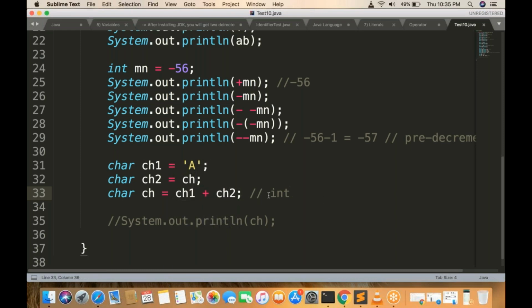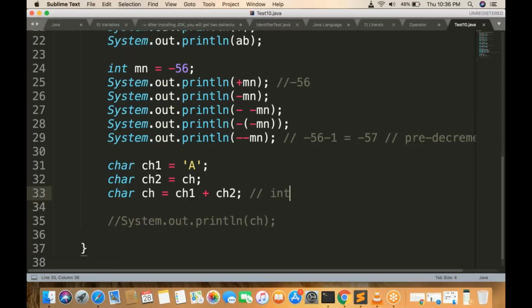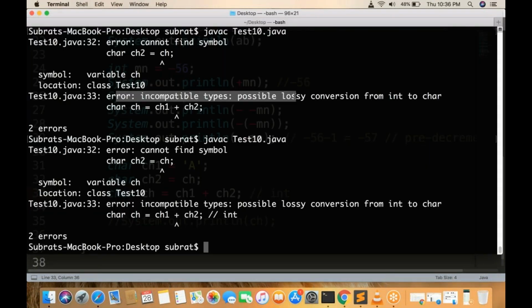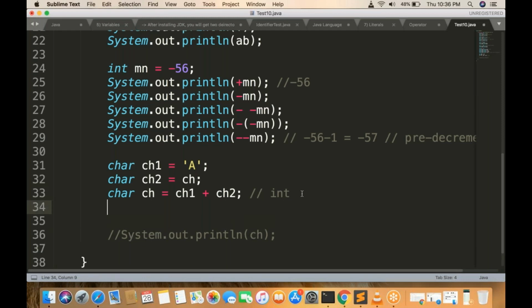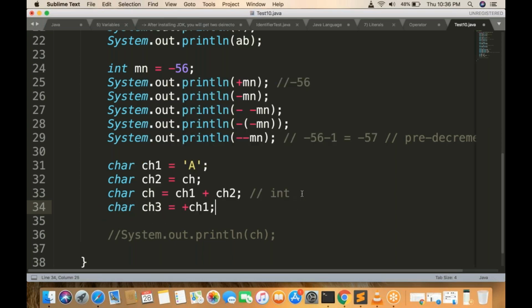Now the result type is int, and we are trying to store into char. Whether it is valid or invalid, you have to tell me that. Can we store int into char? No, right? Already we have seen. So remember this. Now suppose I'm having char ch3 is equal to plus ch1. Now tell me, is it valid or invalid?